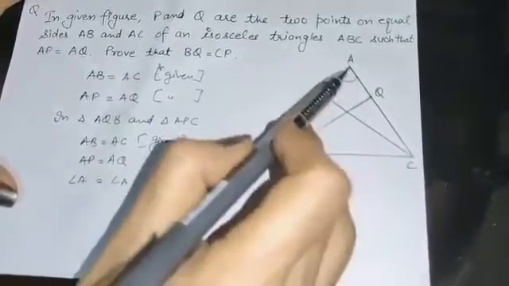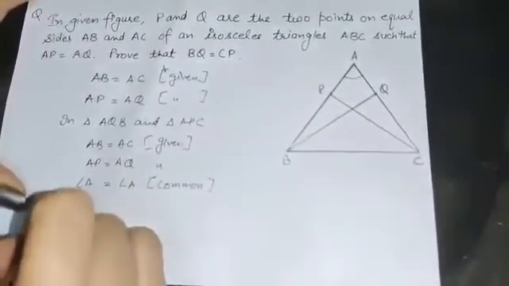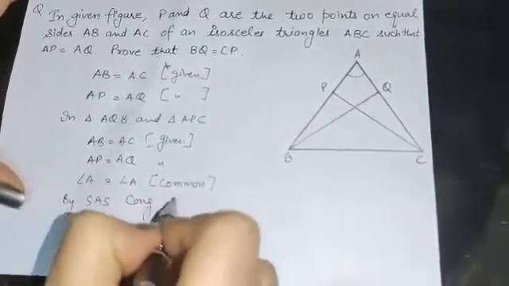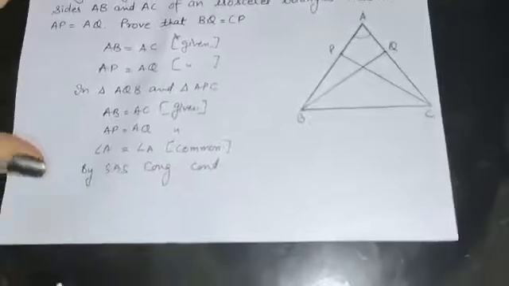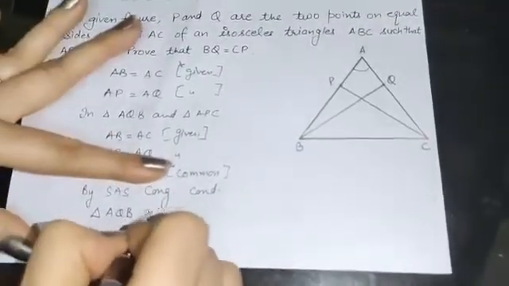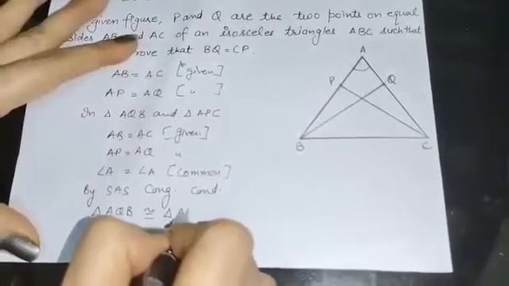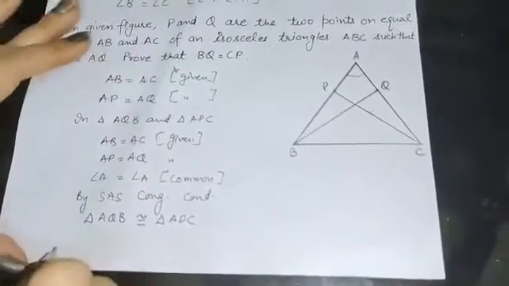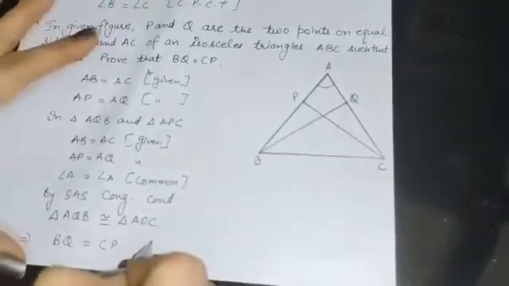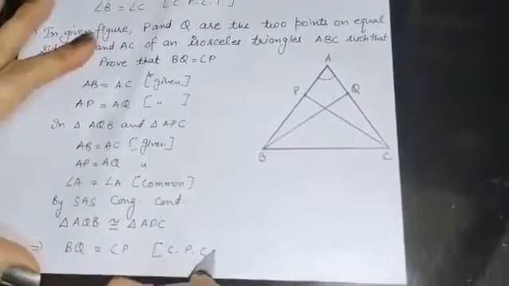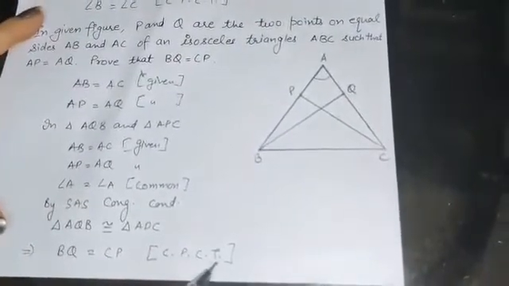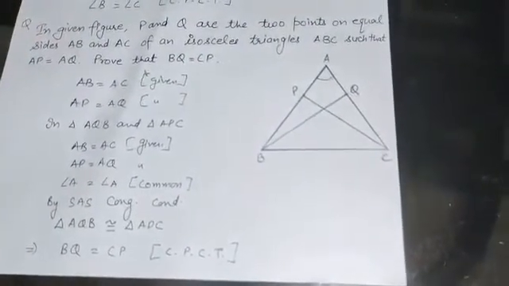So we have taken two sides and the included angle. So by SAS congruence condition, these two triangles are congruent. Triangle AQB is congruent to triangle APC. And after proving them congruent, we can say that BQ is equal to CP. And the reason, as we all know, is CPCT, because you have proved that the two triangles are congruent. So by corresponding parts of congruent triangles, these two sides are equal.